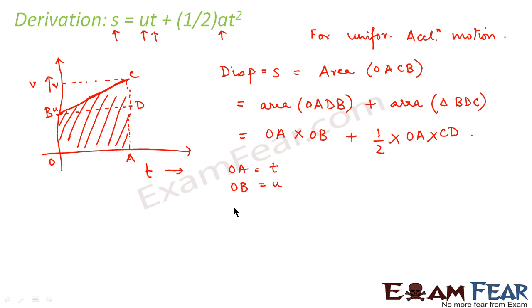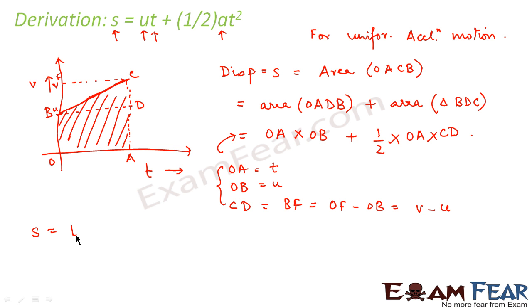Similarly, CD. What is CD? We can say this point as F. So CD is equal to BF. And what is BF? BF is equal to OF minus OB. Now what is OF? It is V and OB is U. Now we will put all these three values in this expression. So what do we find?